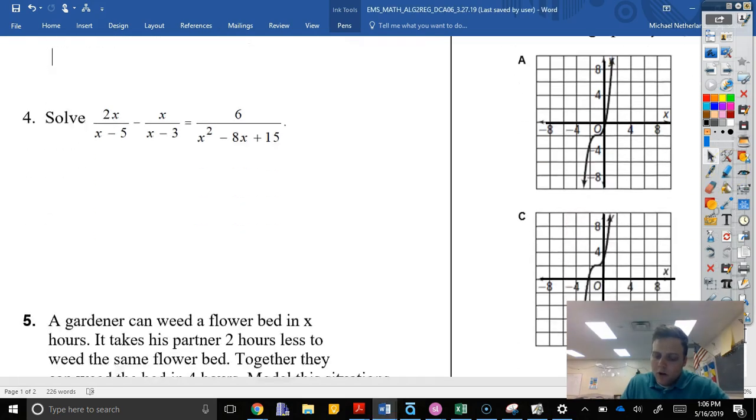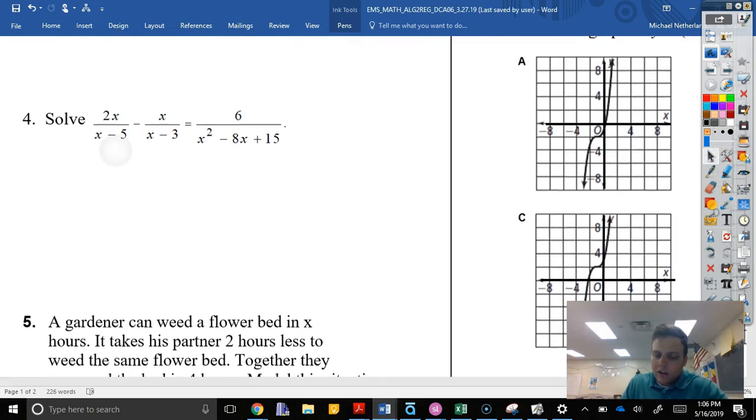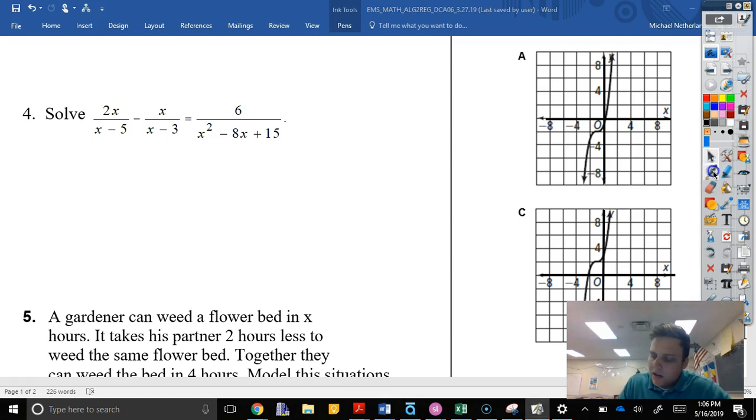Problem number 4 says solve 2x over x minus 5, minus x over x minus 3, equals 6 over x squared minus 8x plus 15. First off, I have a bunch of rational expressions here, and we're solving a rational equation. That means I want to get a common denominator so that I can eliminate all my denominators.